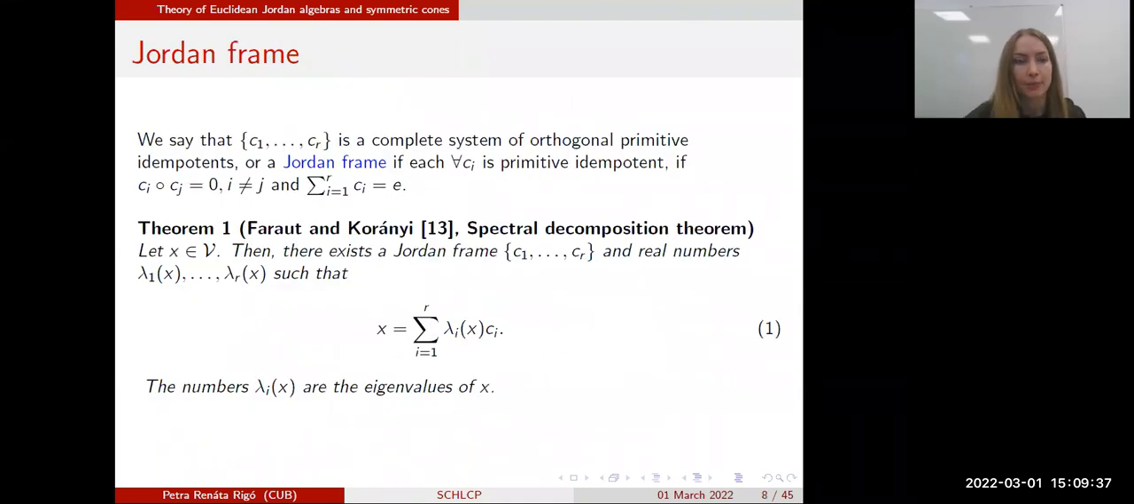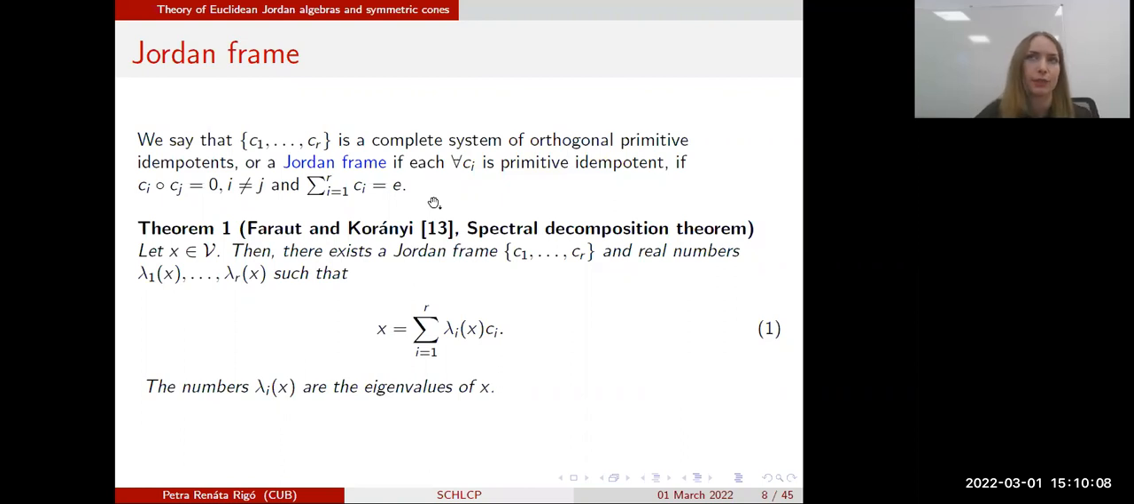And I mentioned the Jordan frame, so this will be very important in this theory. We say that c1 to cr is a Jordan frame if each one is a primitive idempotent, which means that it's non-zero and cannot be written as the sum of two other idempotent elements, and if the orthogonality is satisfied, and this condition as well.